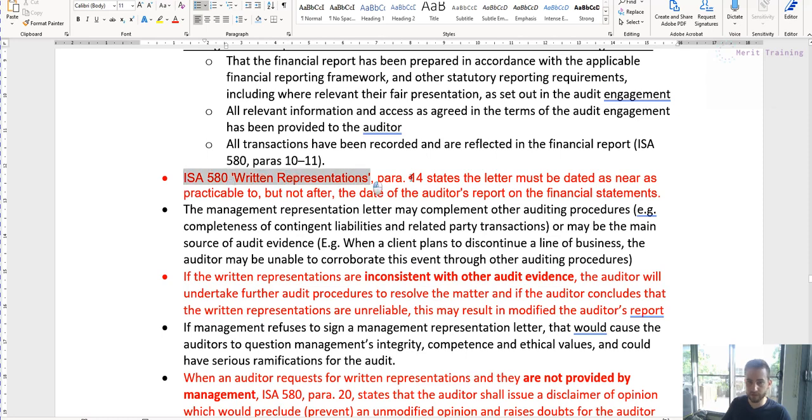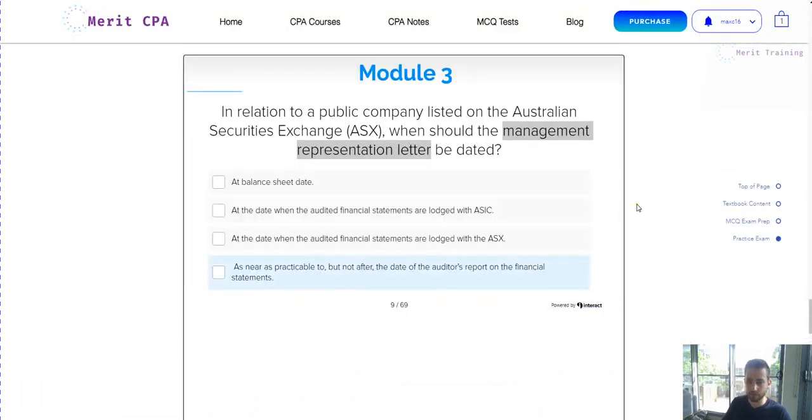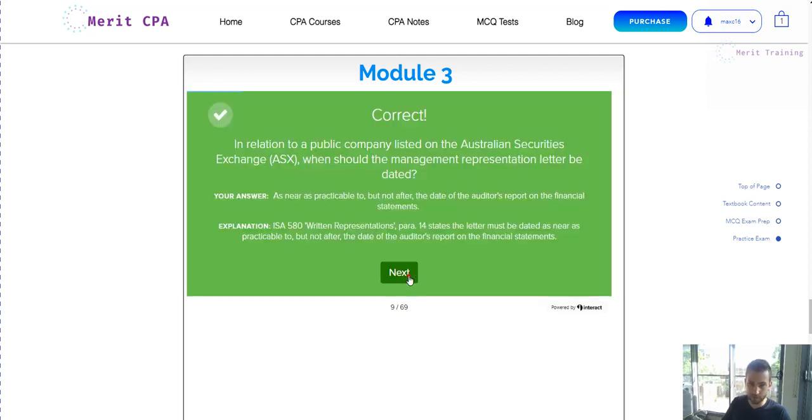So it says here, ISA 580 written representations, paragraph 14 states the letter must be dated as near as practicable to, but not after, the date of the auditor's report on the financial statement. So how does that tie in to this? Which one of these options closely resembles the date of the auditor's report on the financial statements? So it's clearly D, right? Because everything else doesn't fit in with what it says there. So per ISA 580, it must be dated as near as practicable, but not after the date of the auditor's report on the financial statement. So it's clearly D.